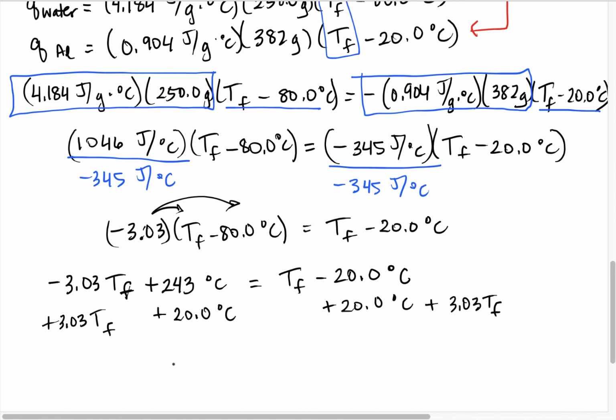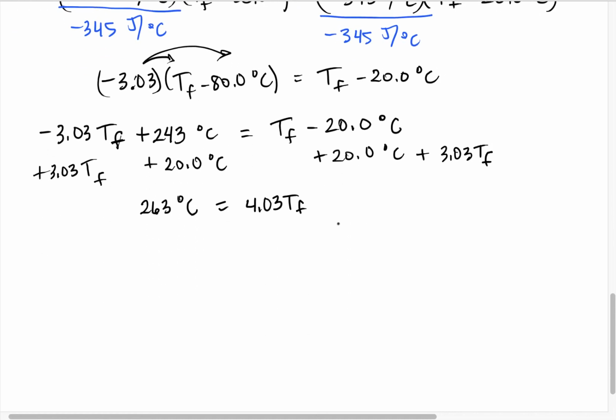So 20 plus 243 is 263 degrees Celsius. And then I have 1 TF and 3.03 more, so that's 4.03 TF. And now I can just divide out the TF, or excuse me, the 4.03. So my final temperature would be 263 divided by 4.03, which is equal to 65 degrees Celsius.